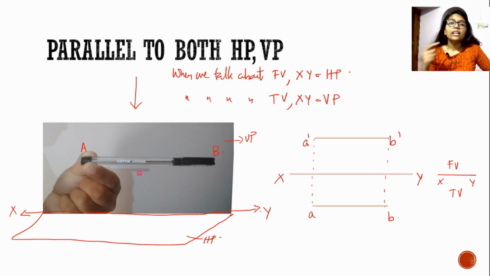And when we talk about front view, that is, when we are looking at the pen while standing on the ground, our ground plane or the horizontal plane will become the xy line. So when we talk about the front view, front straight view, our horizontal plane becomes your xy. So please have a note on this.